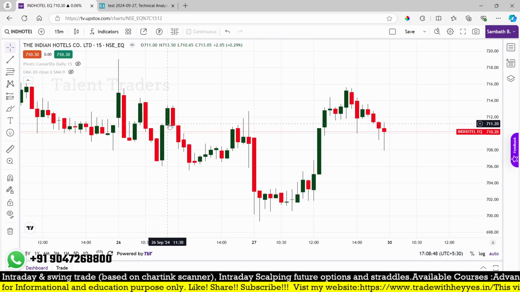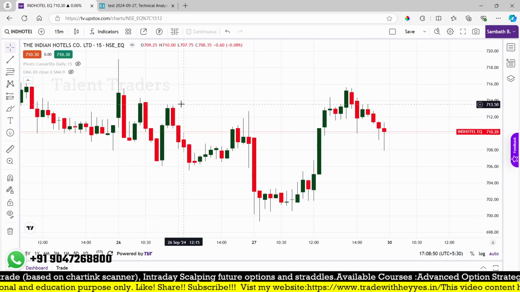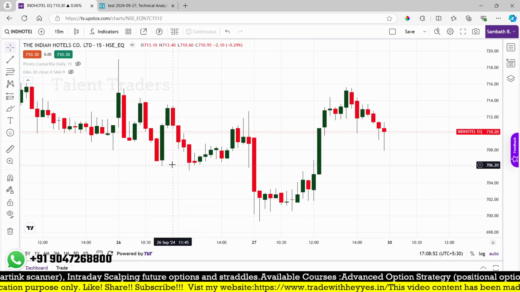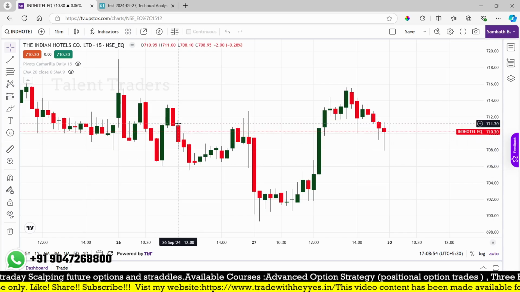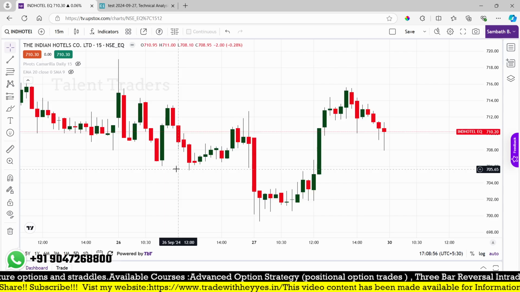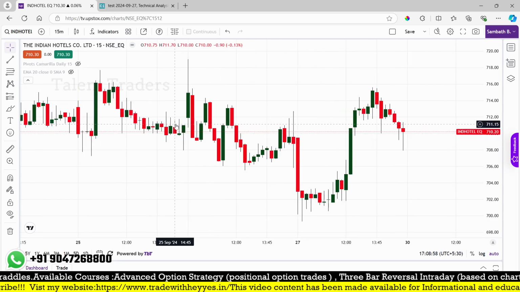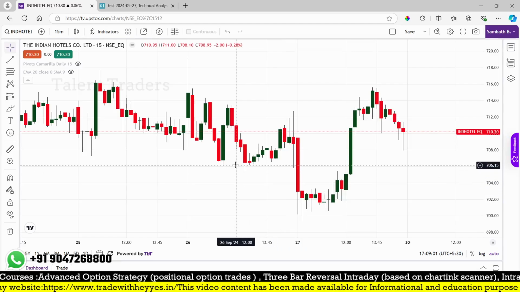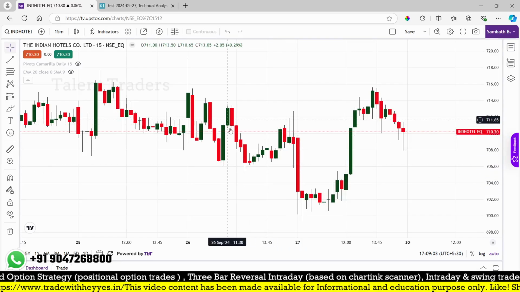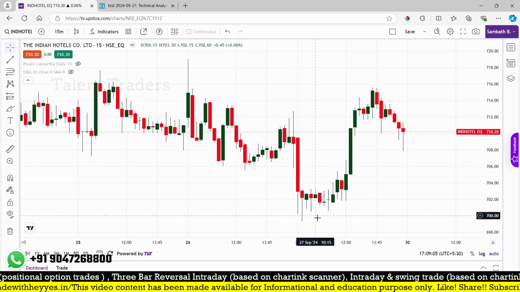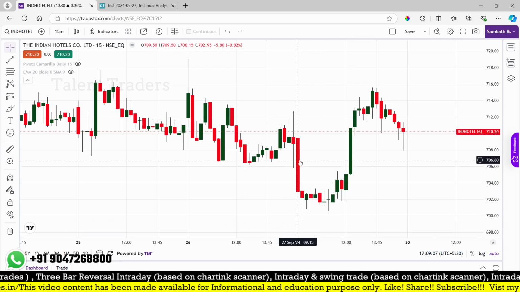So here the high was broken somewhere at 711 and 713. Maybe if I keep the low at 706, it is almost 5 rupees risk in this trade, and that 5 rupees got triggered here, and after that it moves lower. I'm looking for the trend reversal, but this time it was moving lower, and this is what today's opening was.